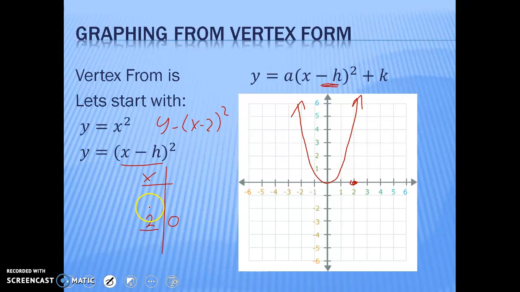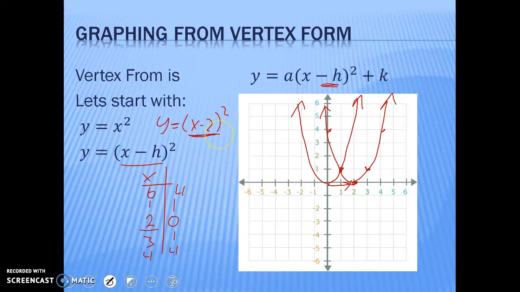If I plug in a positive 1, then 1 minus 2 is negative 1, and negative 1 squared is 1. So that would give me a point at (1, 1). If I were to plug in a positive 3, well, 3 minus 2 is 1, and 1 squared is also 1, and that gives me this point. If I were to plug in a 0 or a 4, then I would get a 4 out. And so what I have is a parabola that was slid over 2 units to the right.